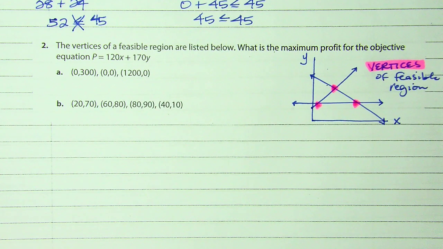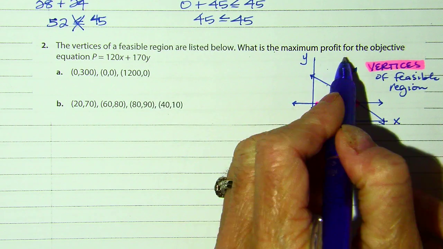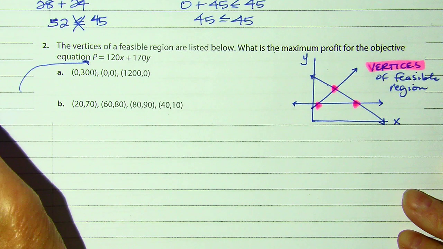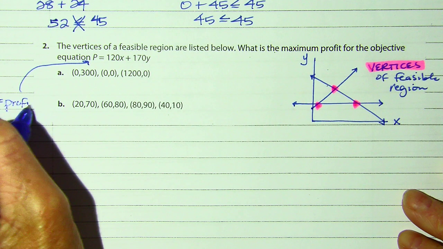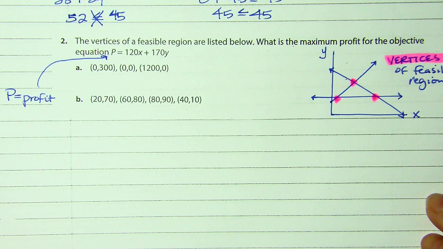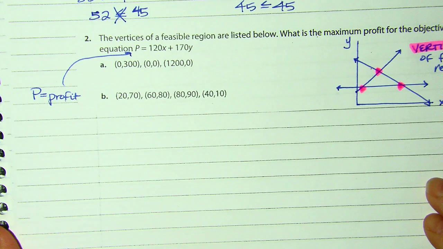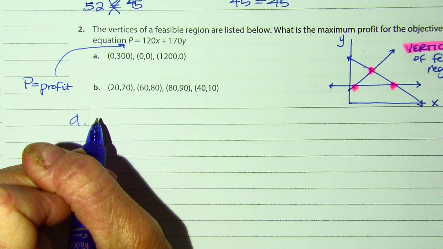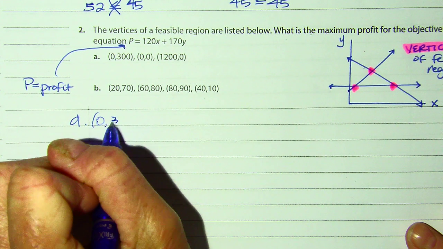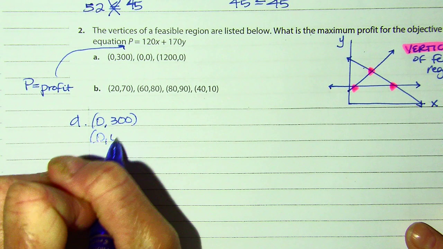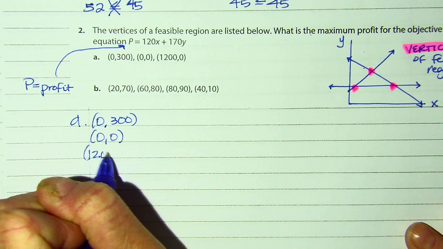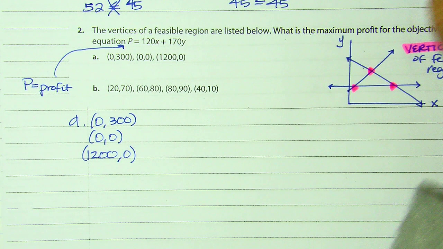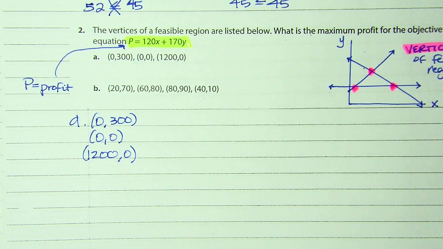And so they're wanting us to find what is the maximum profit. And so here is, remember, capital P equals profit. Lowercase p is price. So we're wanting to check these points and find our maximum profit. So for part A, I'm going to test 0, 300, 0, 0, and 1200, 0. And I'm plugging it into this equation here to find our maximum profit.